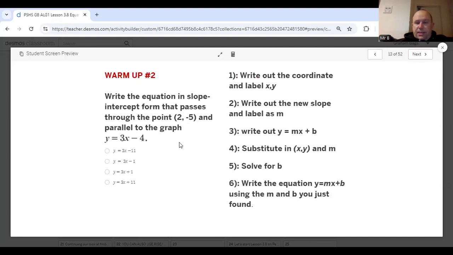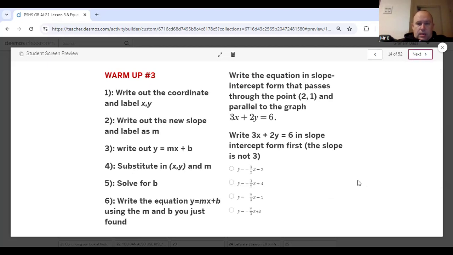Question 2, just go ahead and practice those steps that we talked about. Here's the point. The slope is parallel to this. So in other words, parallel to a line of slope 3, meaning it'll also have a slope of 3. And then the same thing for this one, but be careful here.